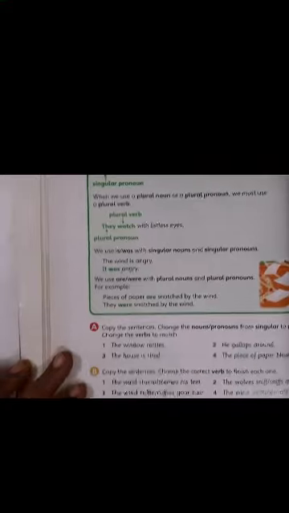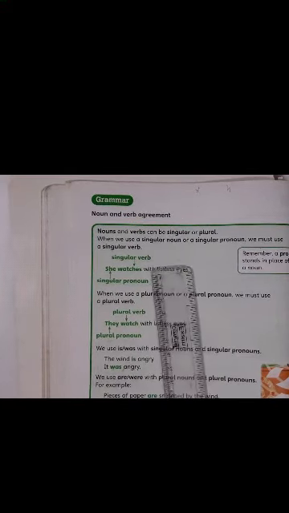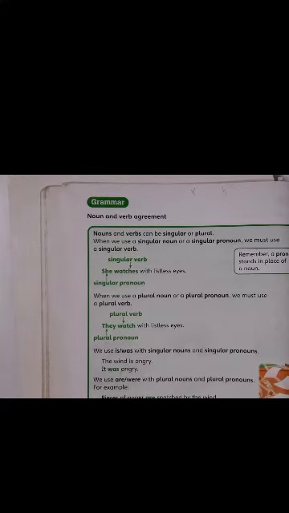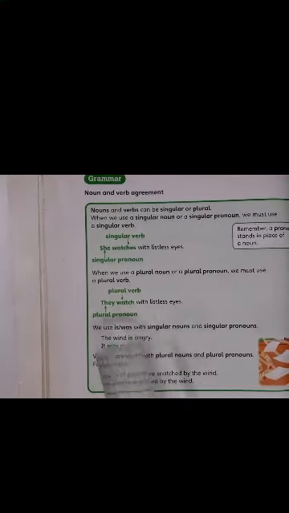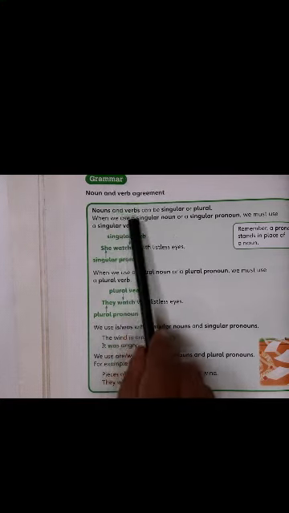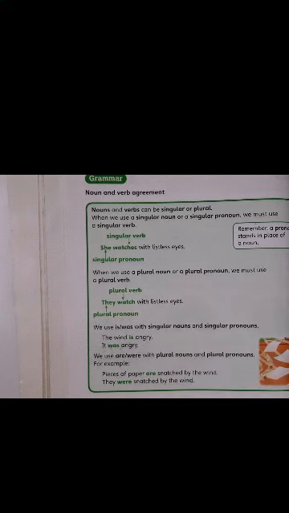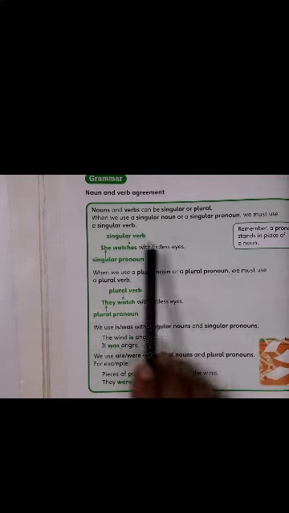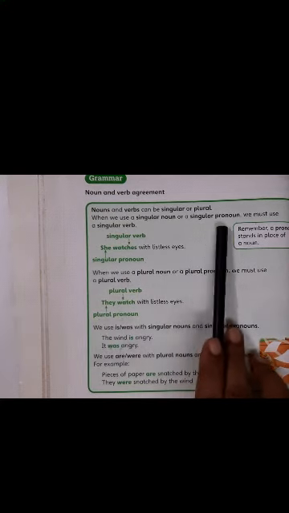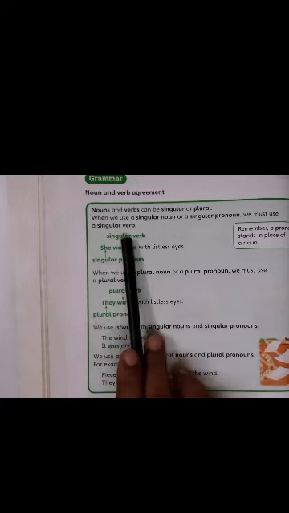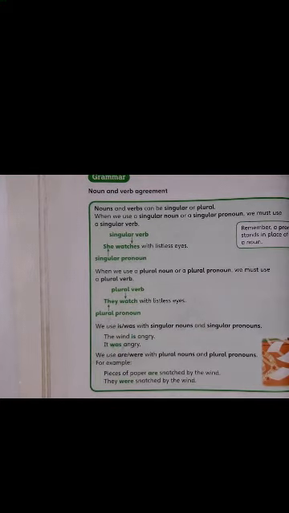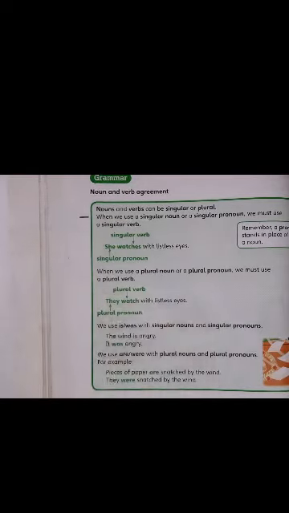So children, now please open your textbooks to page 28. That's grammar, noun and verb agreement. Children, this is all what I have explained just now. So you need to read the information box and understand. Nouns and verbs can be singular or plural. As I said, singular verbs often have an S on the end. When we use a singular noun or a singular pronoun, we must use a singular verb. Remember this rule, and things will be simple.